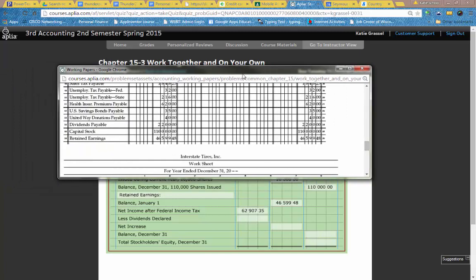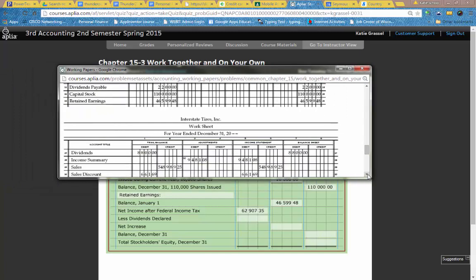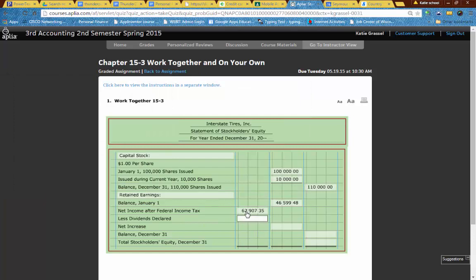Dividends declared. I go back to my worksheet. We've talked about dividends. Dividends is what the company decides it's going to give back to its shareholders. So this business has decided they're going to give how much money back to its shareholders? $8,800. Okay? Now, if we look at these numbers, this is their profit they had this year, $62,000. They're giving $8,000 back to its shareholders. So is their retained earnings going to go up in value or down in value?